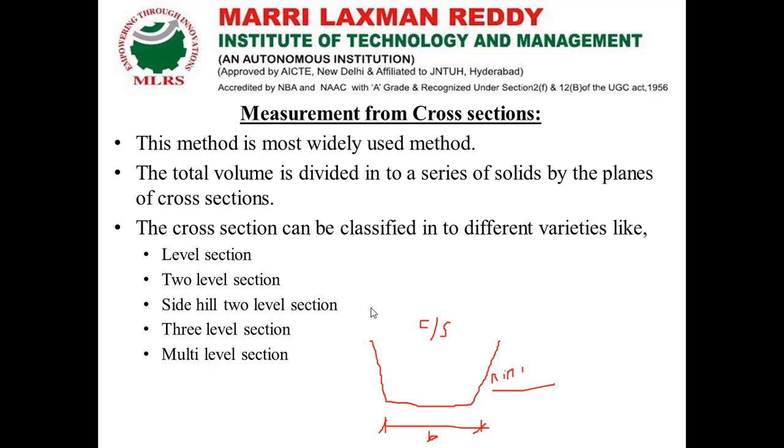So this is my slope, this side and this side. Now the top width becomes b plus 2 times this distance.